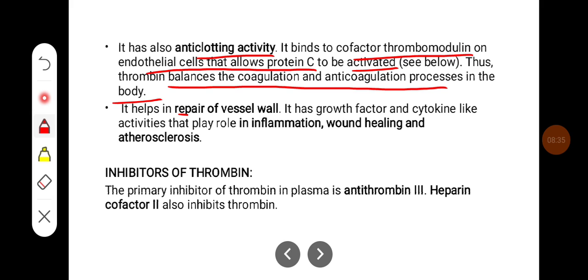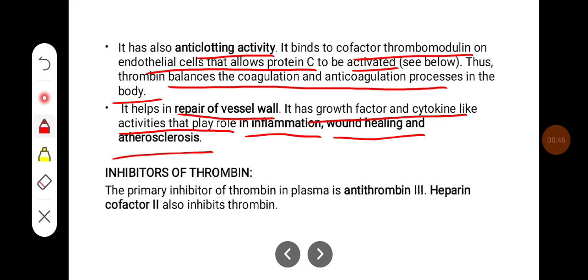It helps in the repair of a vessel wall. It has a growth factor and cytokine-like activities that play a role in inflammation, wound healing, and atherosclerosis. Inhibitors of thrombin are the plasma antithrombin 3, and heparin cofactor 2 also inhibits thrombin.